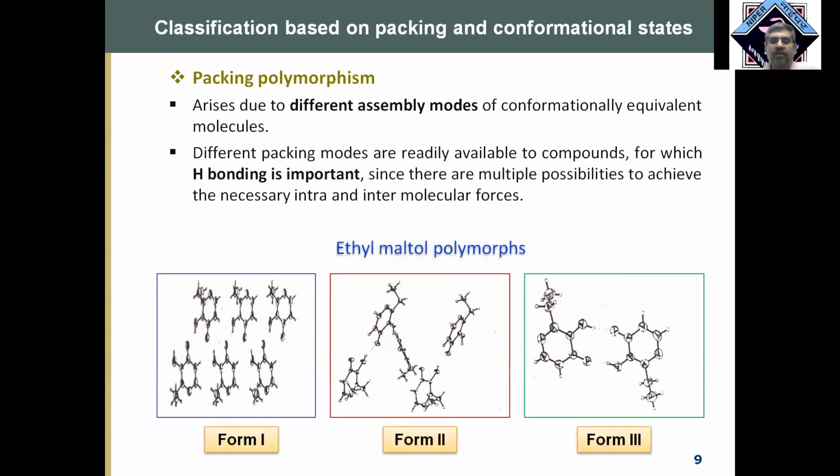Ethyl maltol polymorphs fall under the category of packing polymorphism. This is the form 1 of ethyl maltol, form 2 and form 3, in which the conformation of the molecules remains the same. Only difference is with respect to the packing of these conformationally similar molecules in three different crystal lattices.